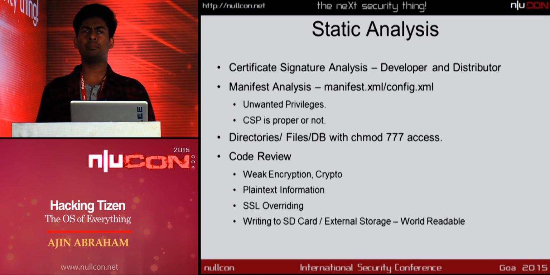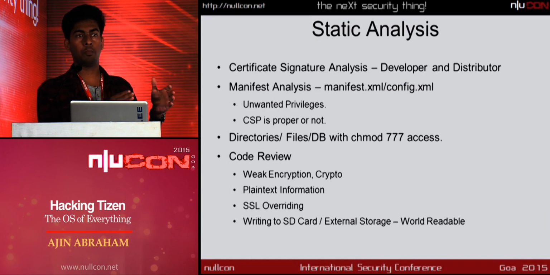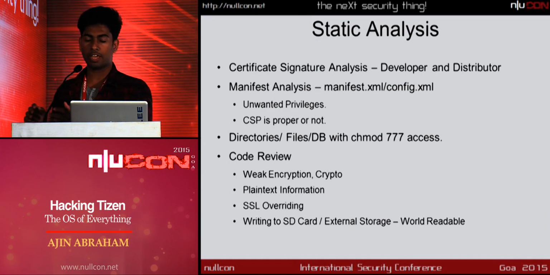I'm actually concentrating on the Tizen 2.2 mobile version, so it's similar to what you do with Android. You can do certificate signature analysis. You can make sure that it's distributor and developer signed. Who is actually signing it? Is it the right developer and the right distributor? Then you can do manifest analysis. For TPK, you have manifest.xml. For WGT, you have config.xml. And you can look for unwanted privileges or over-privileges.